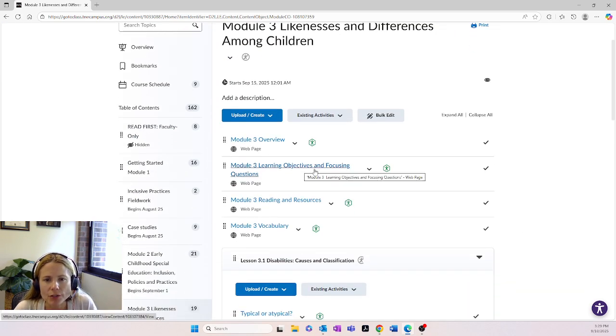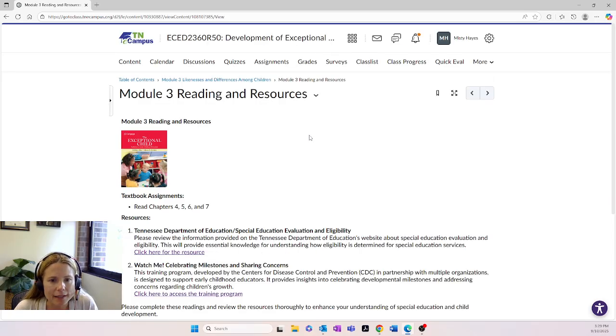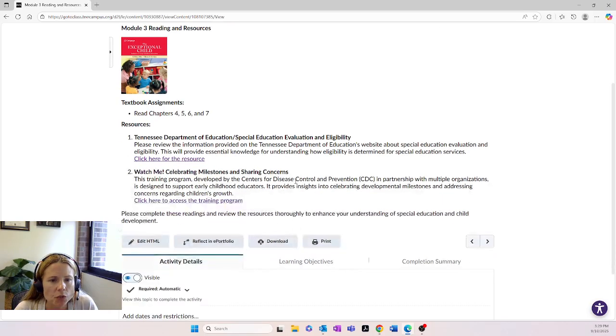As always, I have the learning objectives for this module, as well as some focusing questions that can guide you for each lesson, 3.1 and 3.2. Now, for your reading, in the Exceptional Child textbook, you're going to read chapters 4, 5, 6, and 7. And then you are going to look at these two additional resources. I know it's a lot of reading, the chapters are not too long, but anytime I give you resources like this, I want you to make sure that you save them for later.